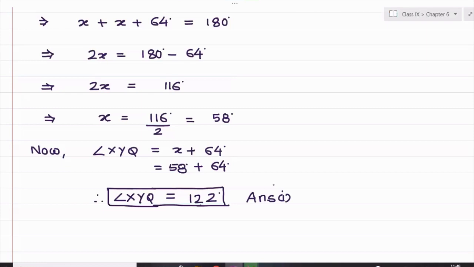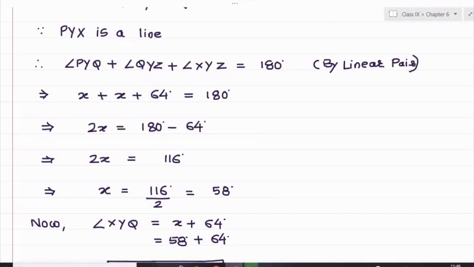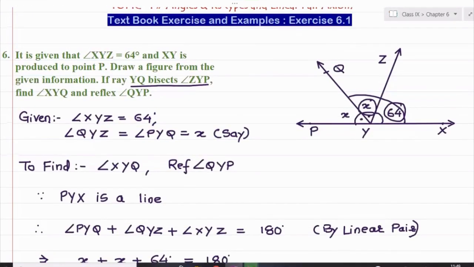Now let us see what reflex angle they are asking. We shall see whether we have that angle value or not. The reflex angle they are asking is QYP. Observe, where is Q? It will lie here. So this angle basically they are asking from us, its reflex angle. So first we shall find out the value of angle QYP, which is already equal to x, and hence we can say that QYP is equal to 58 degrees. Then its reflex angle we can find out.